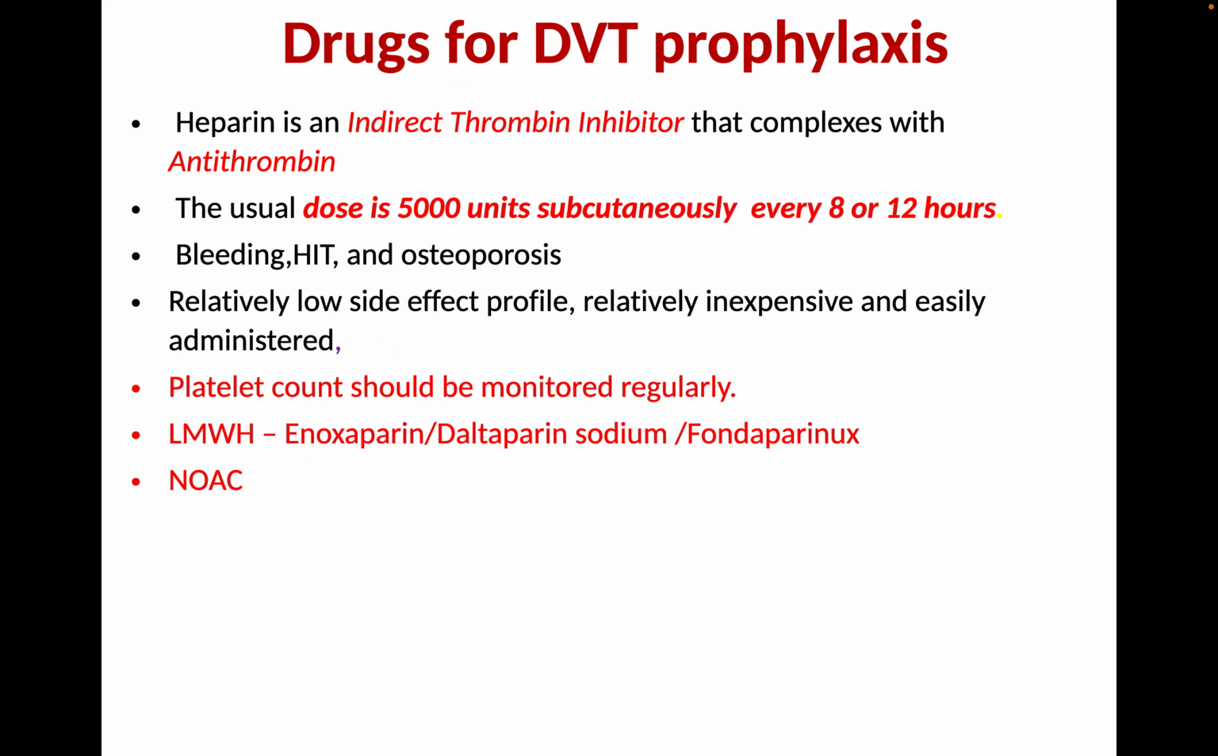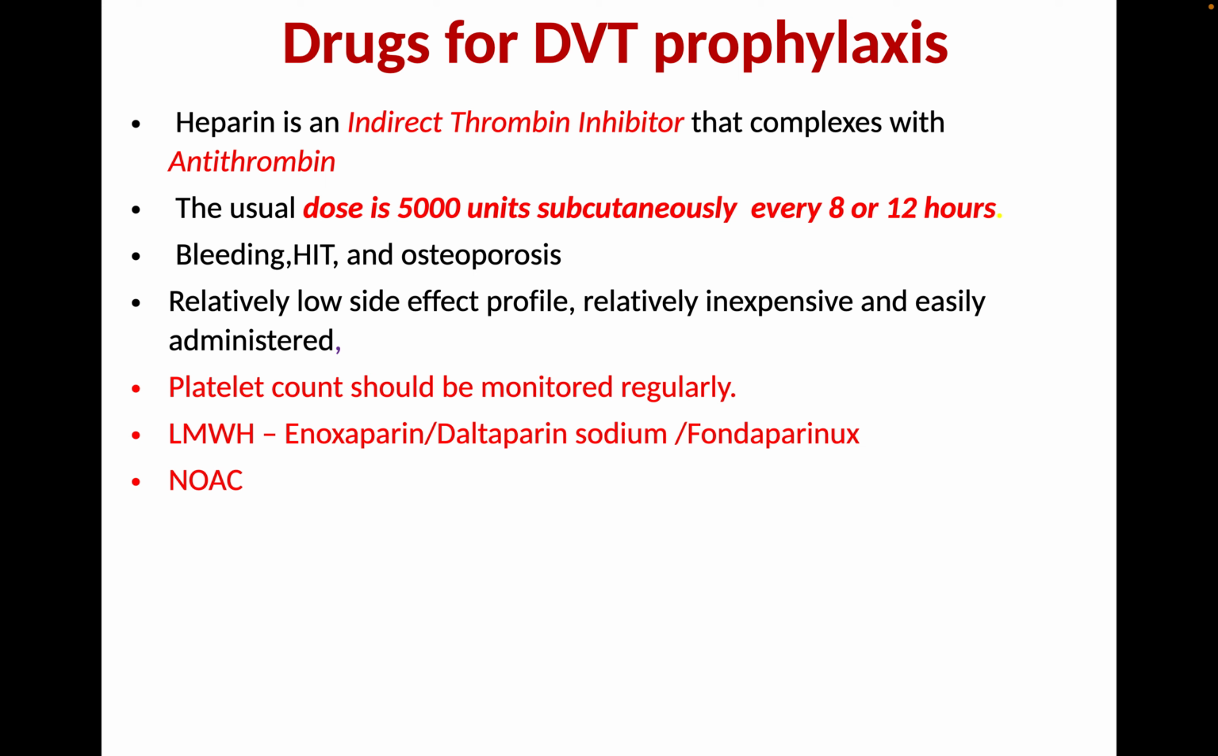As far as the drugs for DVT prophylaxis are concerned, heparin is an indirect thrombin inhibitor that complexes with antithrombin, and a very standard dose of heparin is 5000 units subcutaneous every 8 to 12 hours. And we need to, of course, be very cautious about the bleeding, the heparin induced thrombocytopenias, and the osteoporosis. They have a relatively low side effect profile, relatively inexpensive and easily administered.